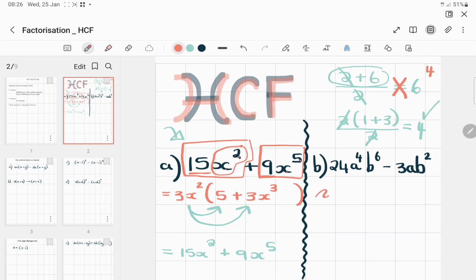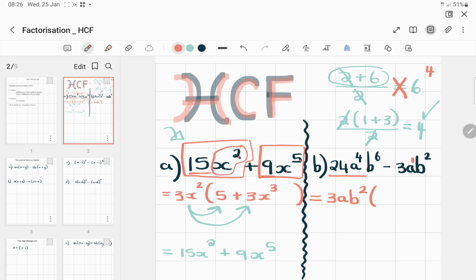All right, let's look at the next one. I've got a 24 and a 3, so I can take out a 3, a to the power 4, and a. If there's nothing, there's a 1. So you take out the one with the lowest exponent. And b, I've got a 6 and a 2, you take the one out with the lowest exponent.